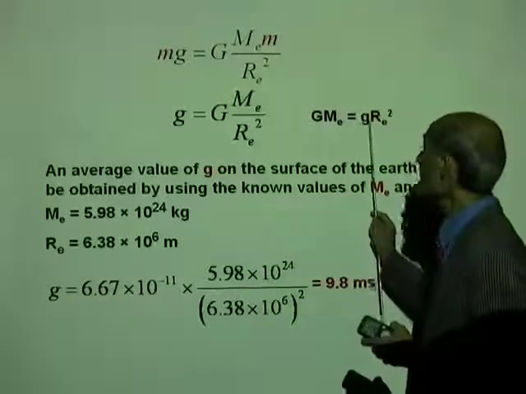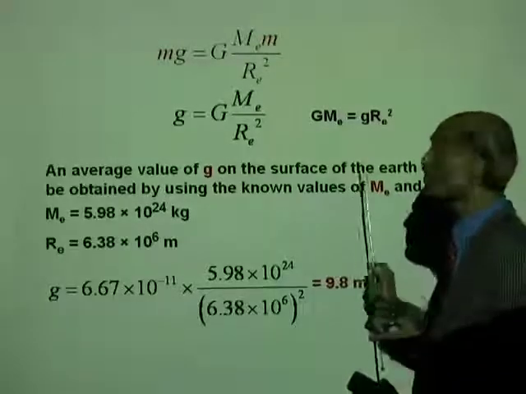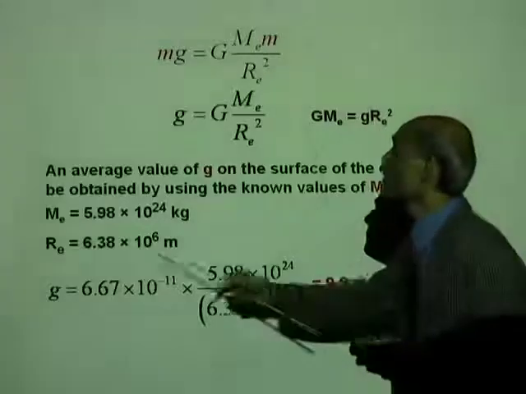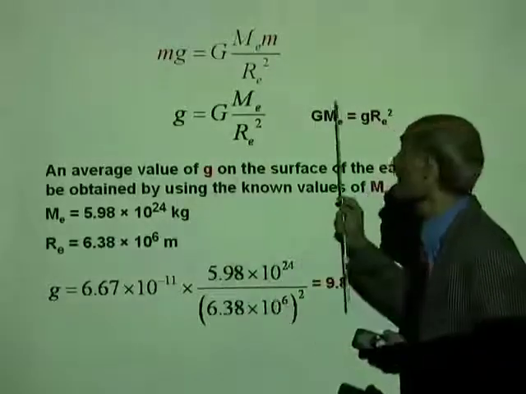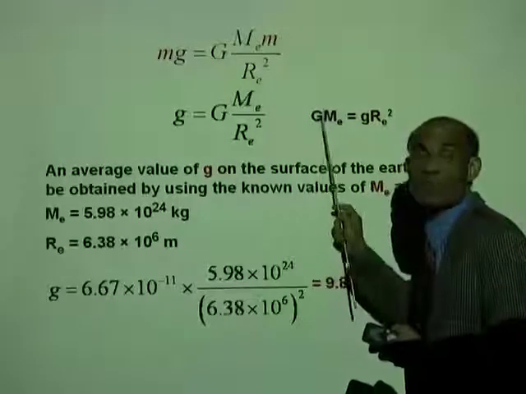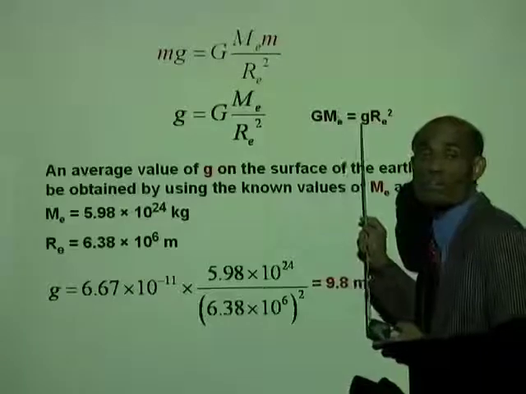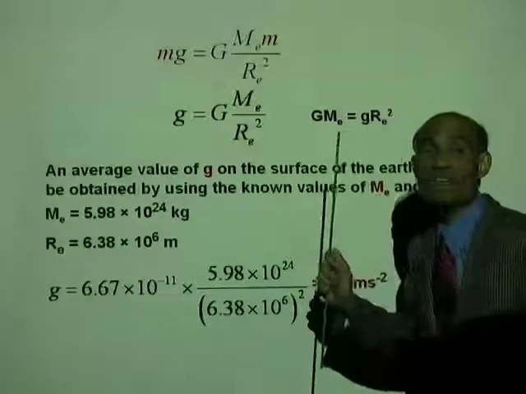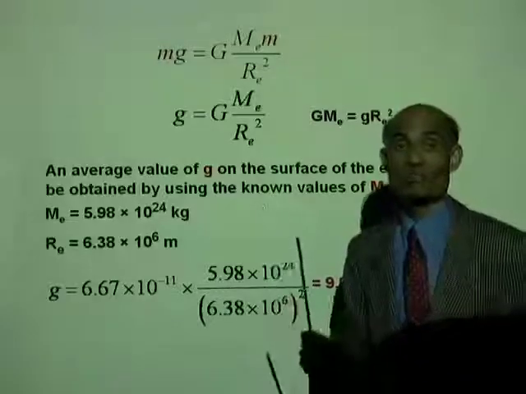So this g can be replaced by 9.8 meter per second squared. The radius of the Earth is 6.38 times 10 to the 6. So wherever we need big G times the mass of the Earth, we can replace that by small g times R_E squared. I will ask you that a little later, so don't forget that.